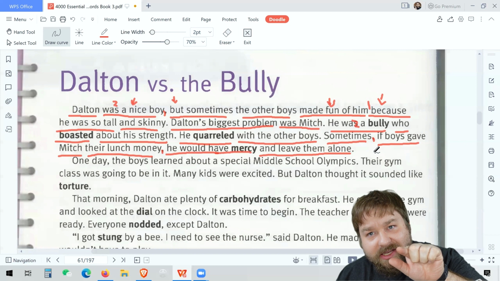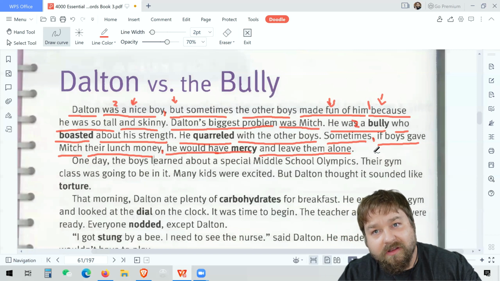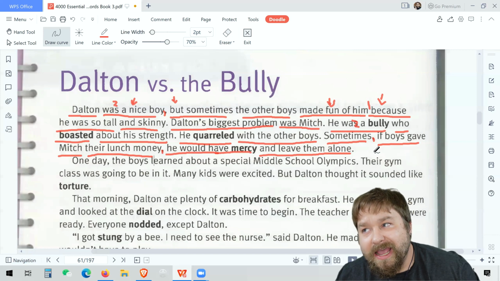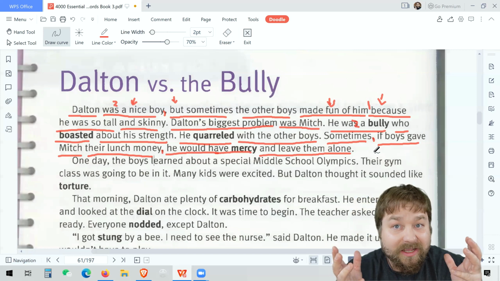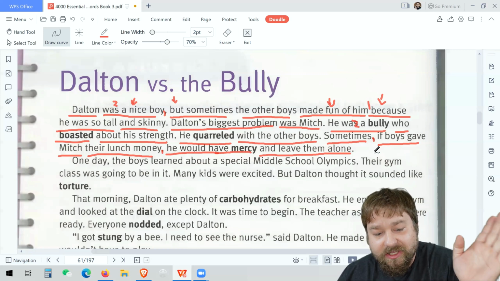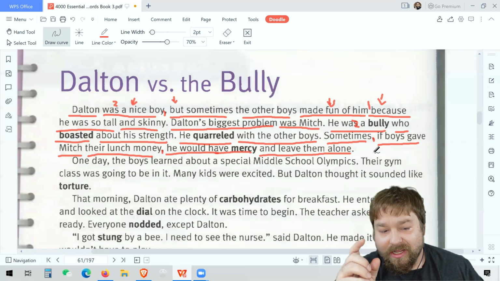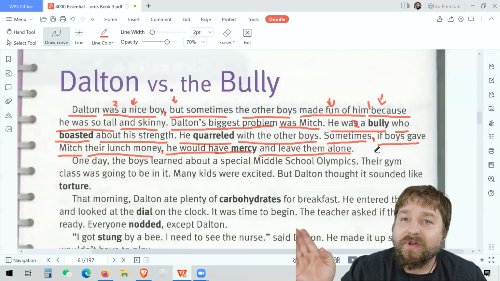If boys gave Mitch, so that our break in that timing is smaller. Yeah, we can't say that part as fast, but we can't say it really slow. Sometimes, if boys gave Mitch their lunch money, right? We have the comma there. Gave Mitch their lunch money, he would have mercy. He would have.